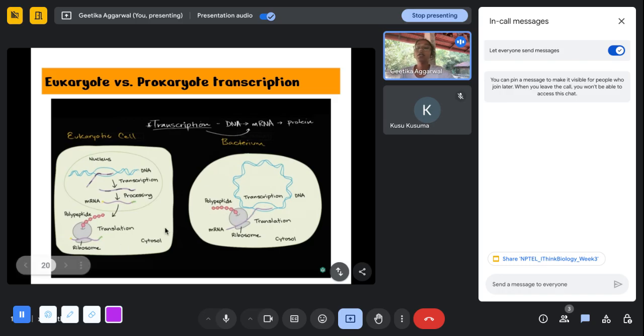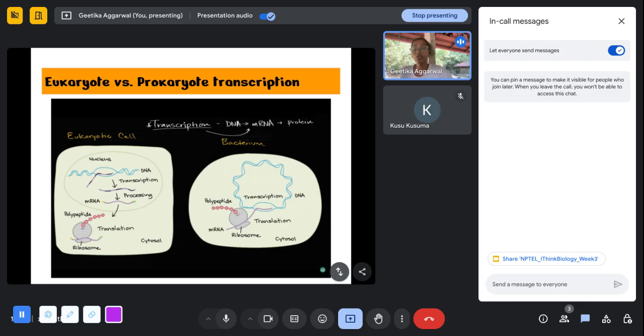But in eukaryotes, since there is a nucleus and transcription happens only inside the nucleus, transcription is spatially different from translation, because translation can only happen after transcription is complete. Another thing is that in prokaryotes, mRNA, once it's formed from the DNA, does not really undergo any form of processing, because DNA in bacteria or in prokaryotes does not have introns and exons.